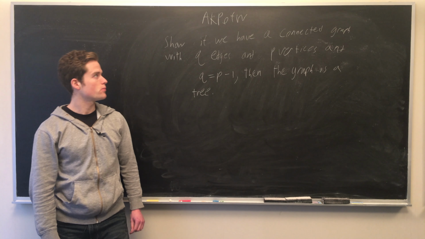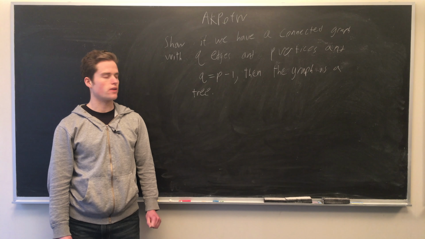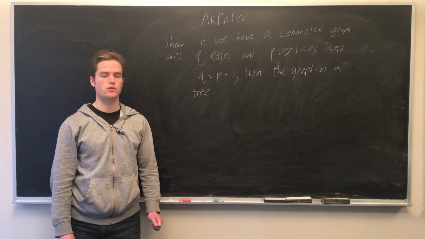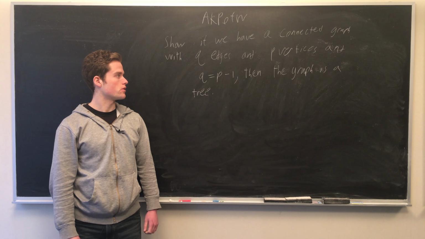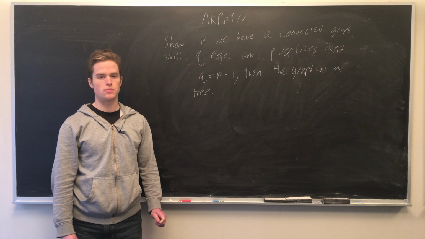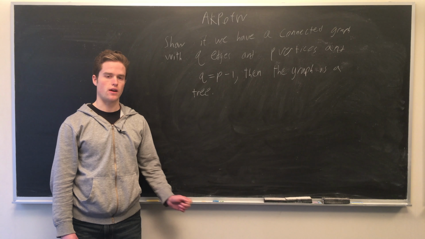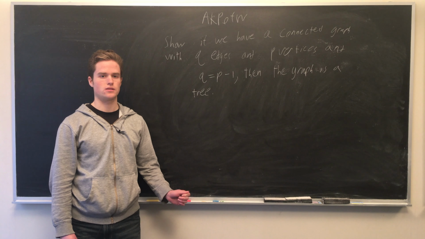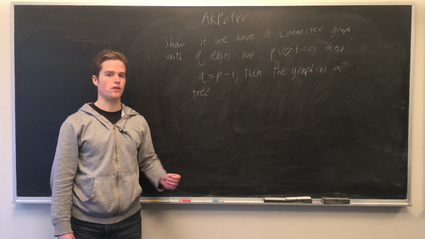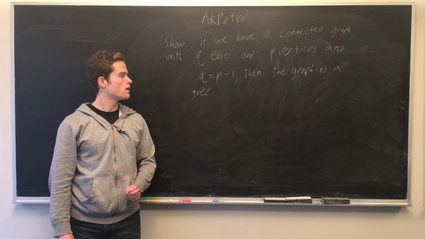For this week's problem, we're given a connected graph with q edges and p vertices, and that q equals p minus 1, and we want to show this graph is a tree. We're going to use the easy-to-prove fact that if a connected graph is a tree, then q equals p minus 1, and we want to prove the other way. So this is a necessary and sufficient condition for a connected graph to be a tree.